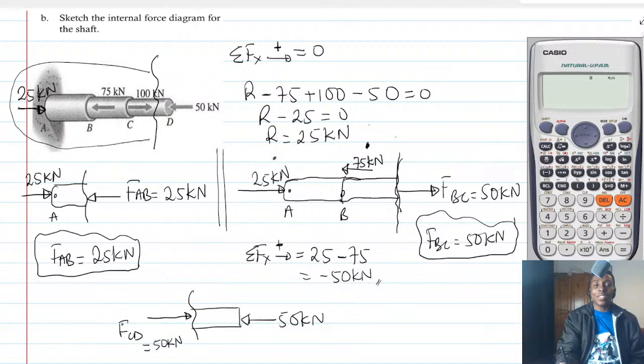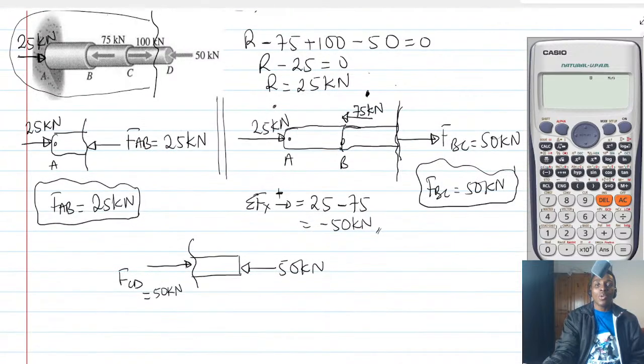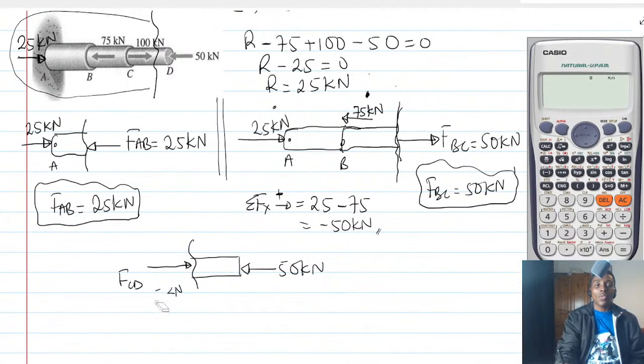So that is how this can be simple and straightforward. So FCD is 50 kilonewtons. Alright. So that is FCD for you.